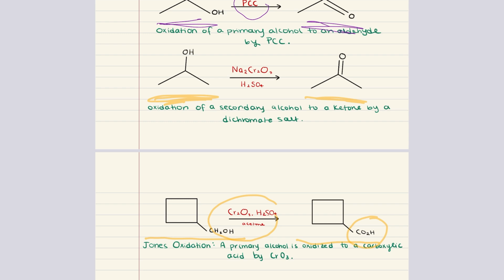This transformation is commonly achieved using dichromate salts, which serve as strong oxidizing agents. Now, something important to point out is that tertiary alcohols do not undergo oxidation under normal conditions because they lack the necessary hydrogen atoms on the carbon bearing the hydroxyl group.